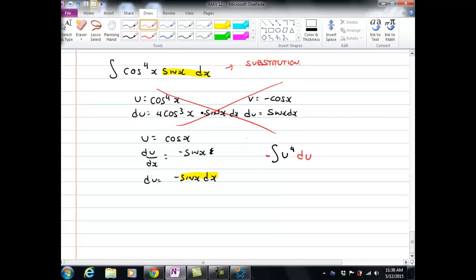See how easy that was? But if I try to do this integration by parts, see how hard it is? There are times when by parts works, there are times when substitution works. If you mix up the two, it's not going to work.